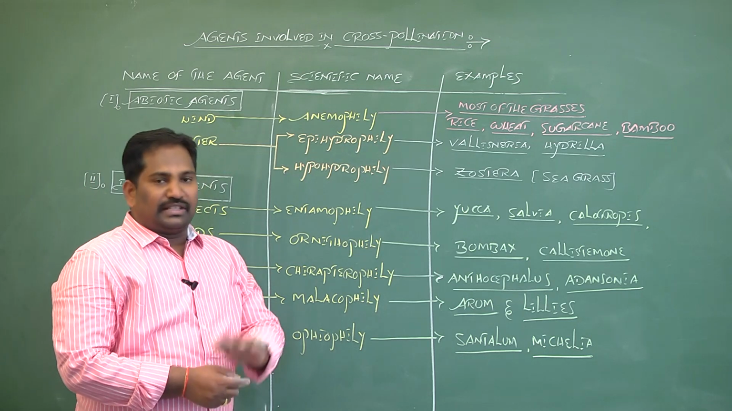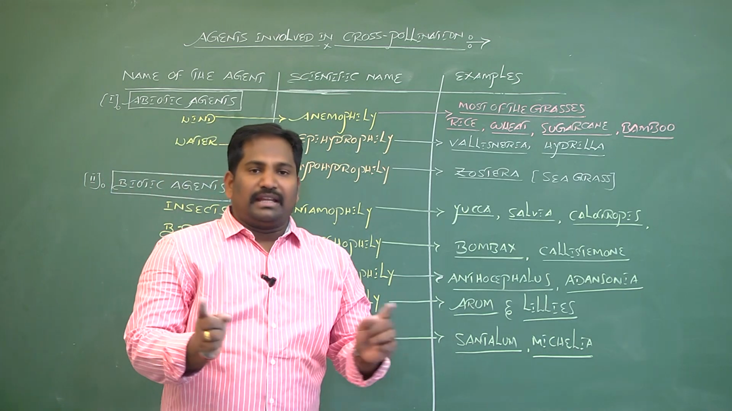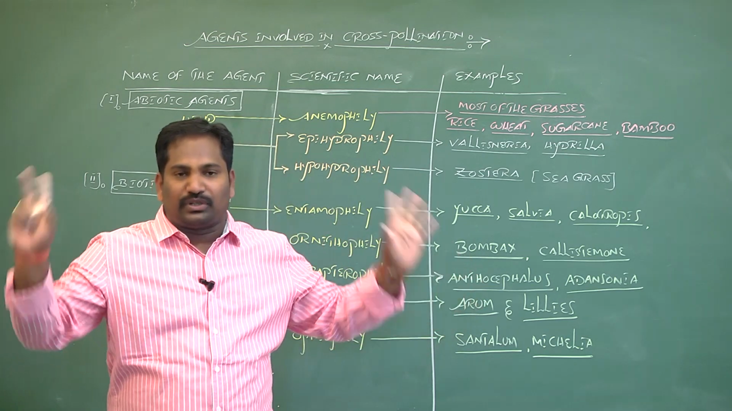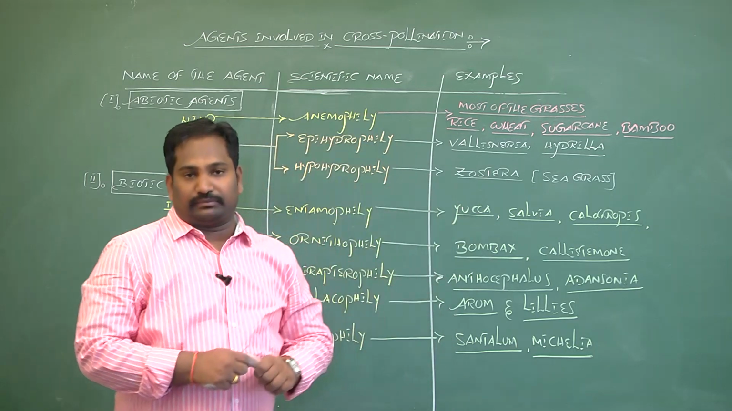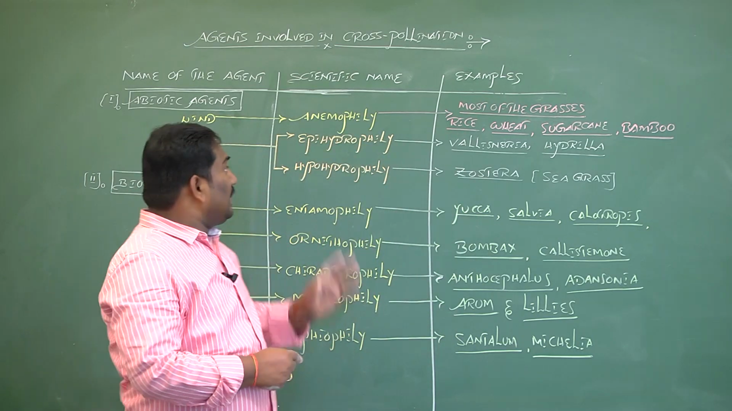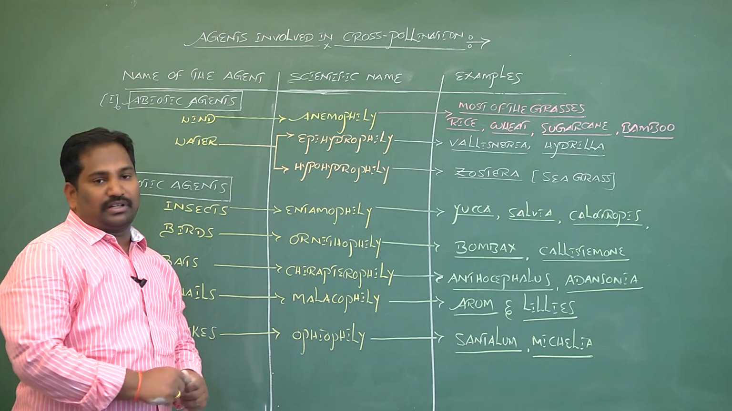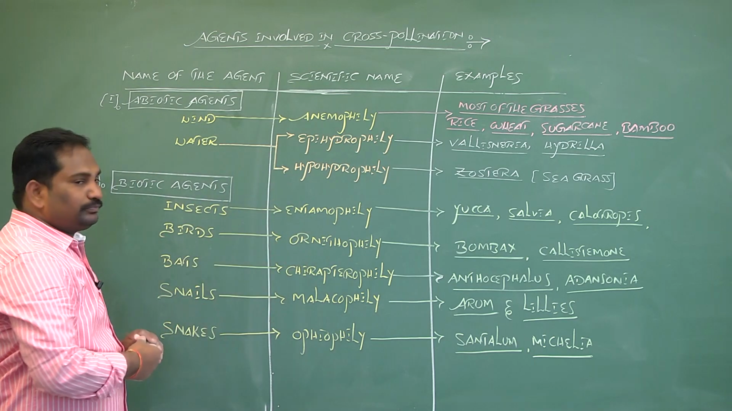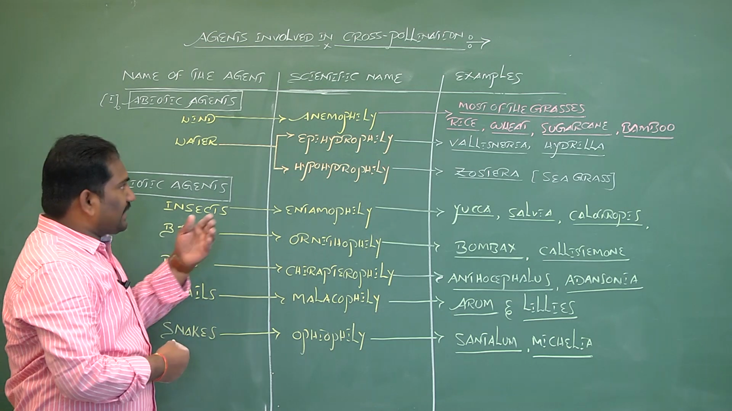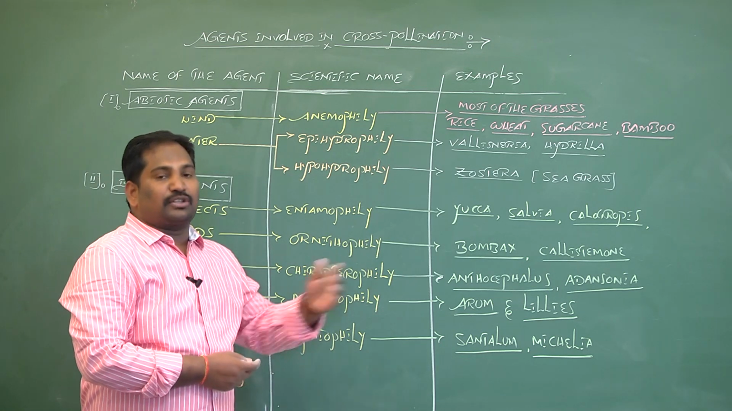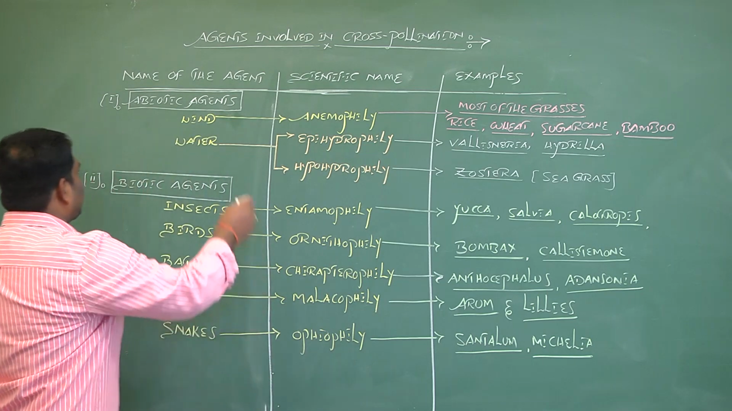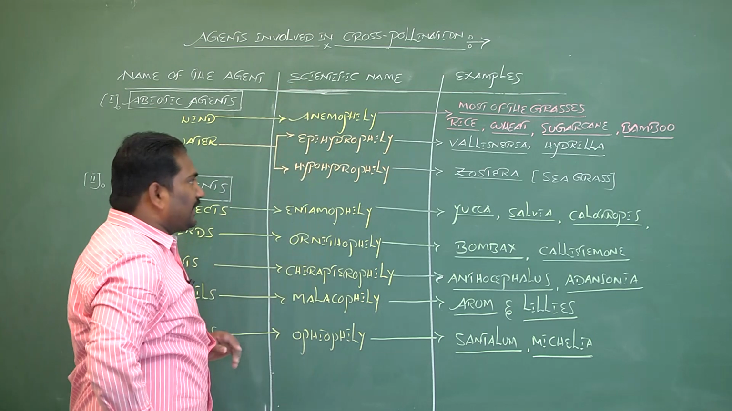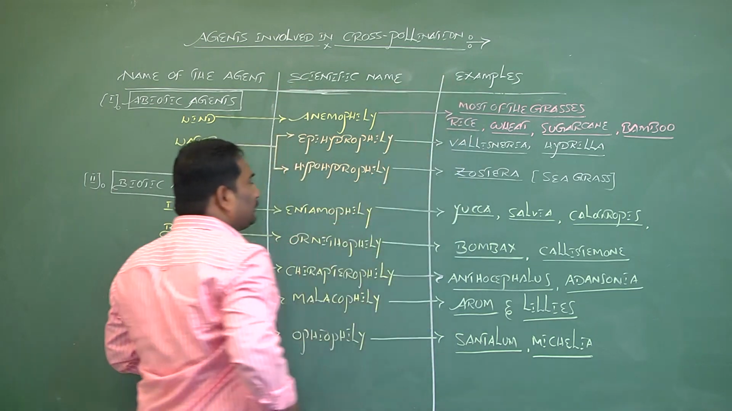The reason is, in xenogamy or geitonogamy, pollination takes place between two different flowers. Whenever pollination takes place between two different flowers, an agent is required. So now the topic is agents involved in cross-pollination or allogamy. Here I am giving one table of different agents, their scientific names and examples for cross-pollination. The first column has the name of the agent, the second column is the scientific name, the third column is examples.